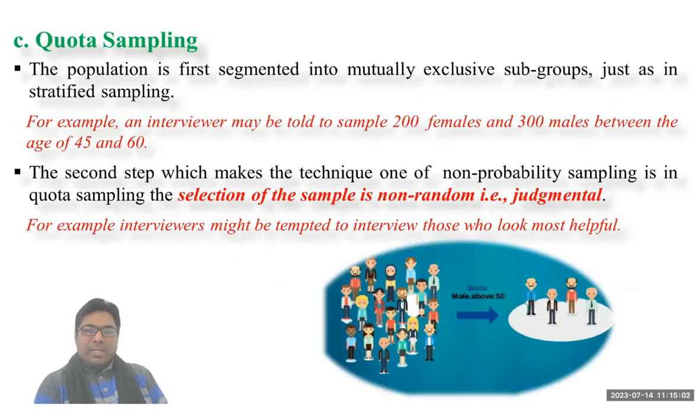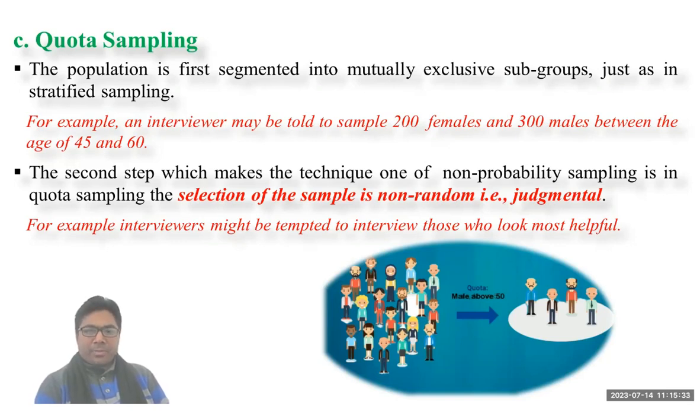Now coming to the last one, that is quota sampling. Quota sampling is a bit technical. Here, the population is first segmented into mutually exclusive subgroups, just as in stratified sampling. So here you are going to deal with the quotas as we had stratified the population while using stratified sampling.